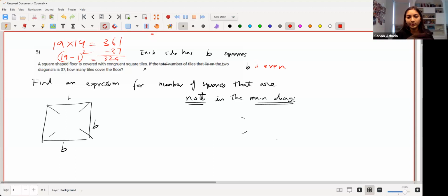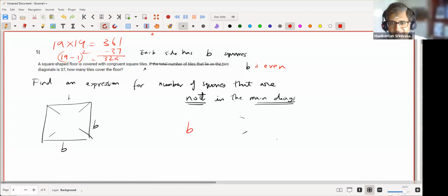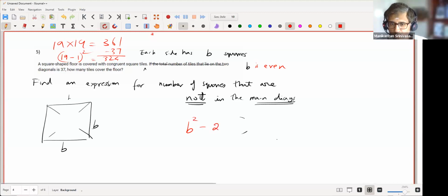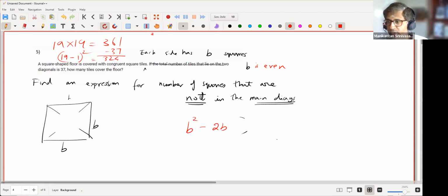So it's basically like just removing a row and a column. Exactly. So it's B square minus 2B. Here, there's no overlap at all. Therefore, there's no extra removing that minus 1 or whatever. So it's just simply B square minus 2B.